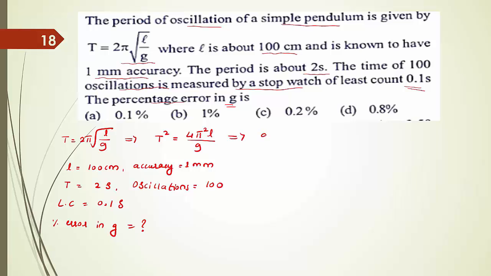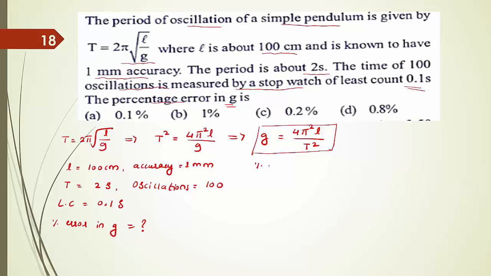Or we can write G equal to, because we want percentage error in G, so the equation becomes G = 4π²L divided by T². Using this equation, we can find the percentage error present in G. Now here, first I am going to write percentage error in L and percentage error in T.